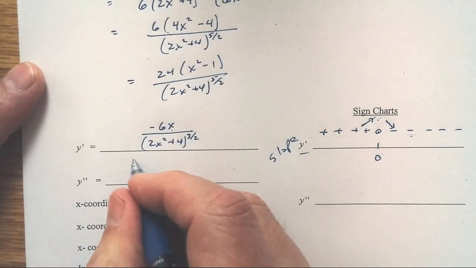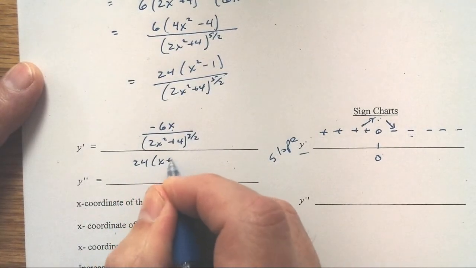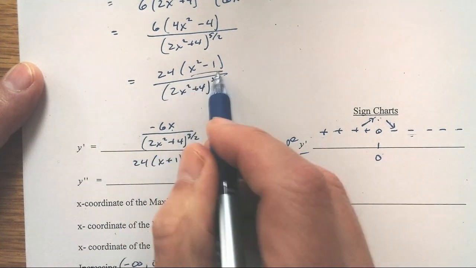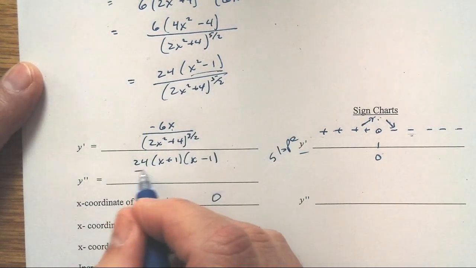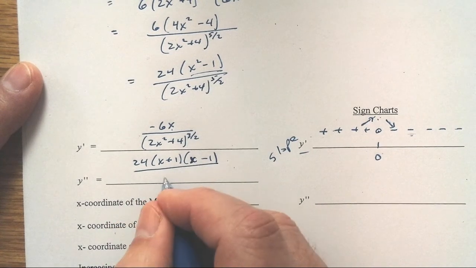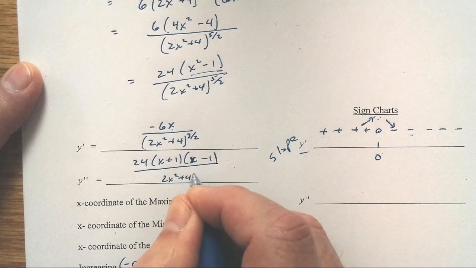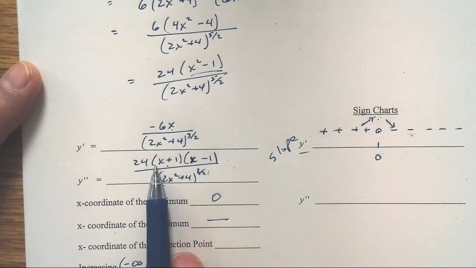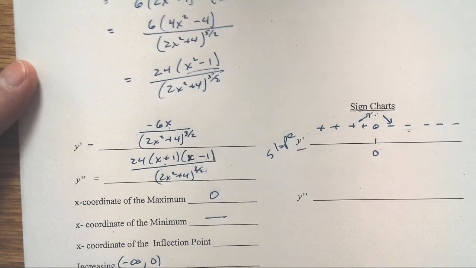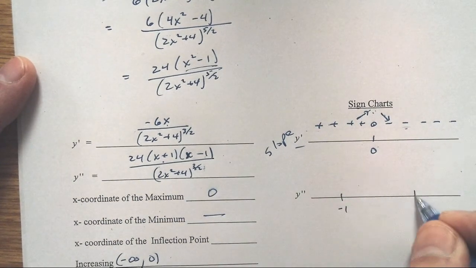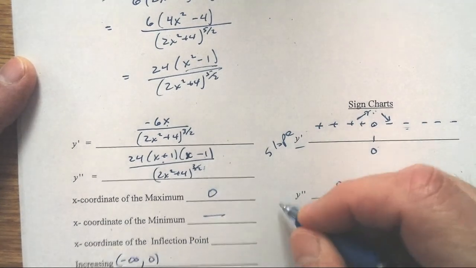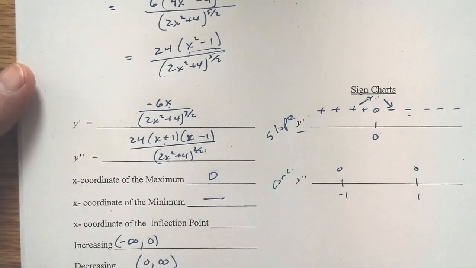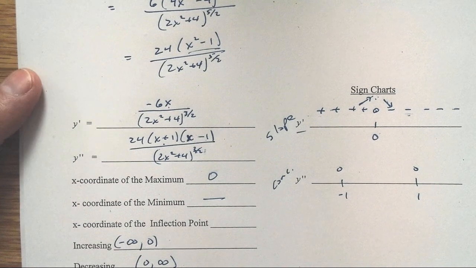In fact, I might want to think of that as 24 times x plus 1, x minus 1. Factor this, difference of perfect squares, on bad x. 2x squared plus 4 to the 3/2. And we ask, when is this 0? This is 0 when x is negative 1 or 1. Second derivative, our concavity test, is 0 at plus or minus 1.